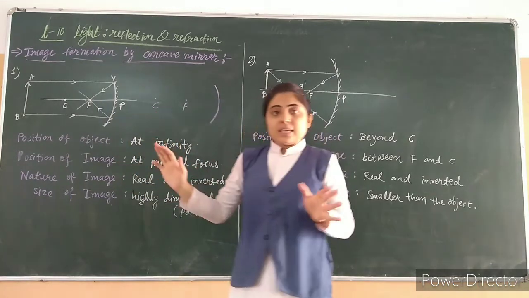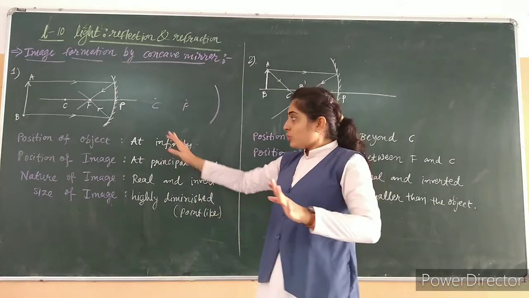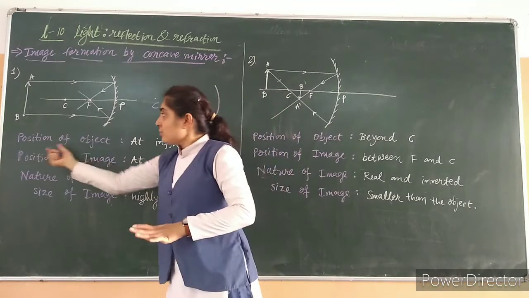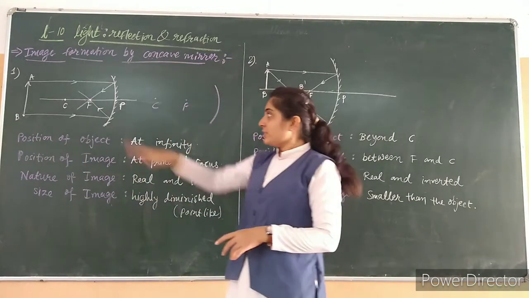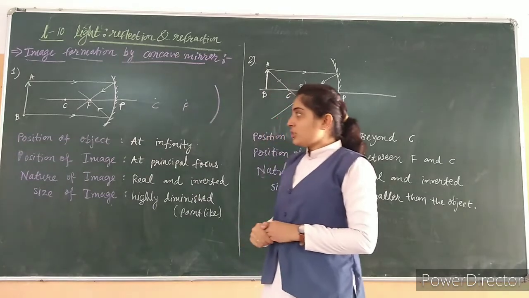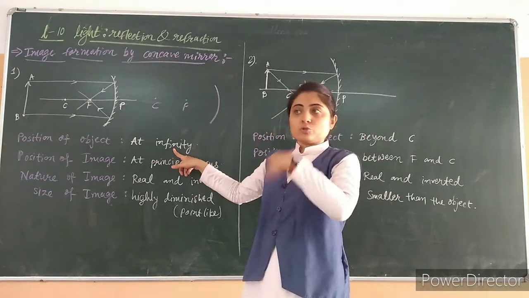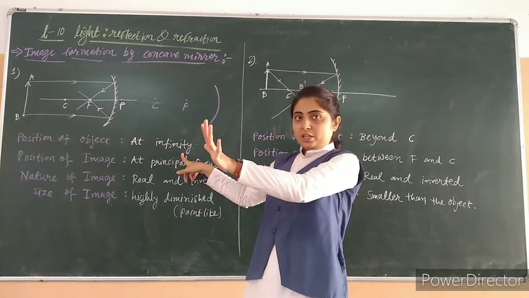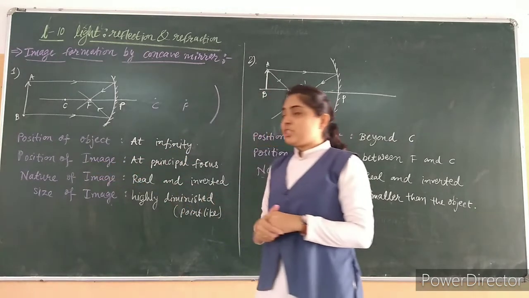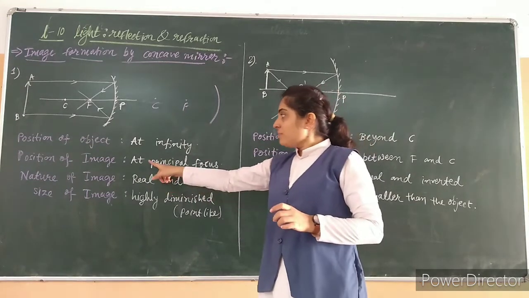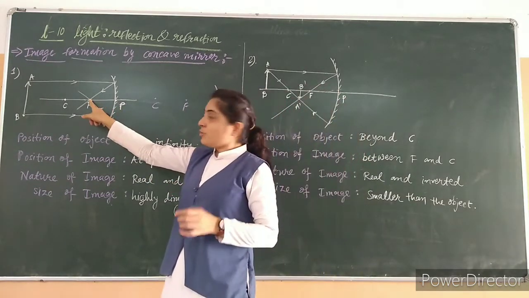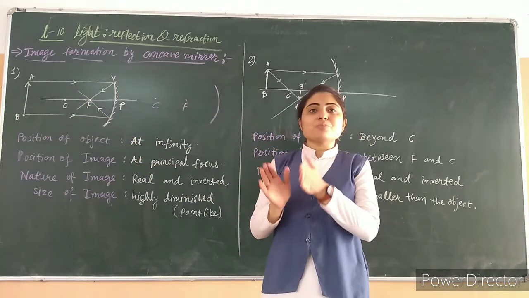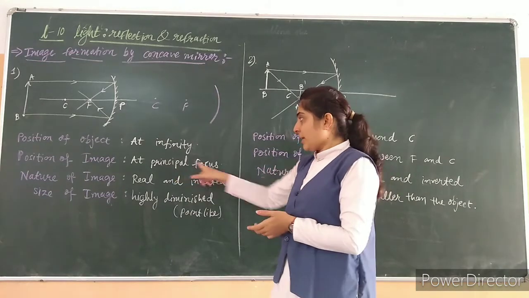Understood? So what can we say about the image? Some results we need to write. Position of the object: this is the ray diagram in which the object is taken at a very far distance, which we call infinity. If the object is at infinity, where is the image formed? The position of the image will be where the rays meet. The rays are meeting at F, so the image is formed at the principal focus, F.